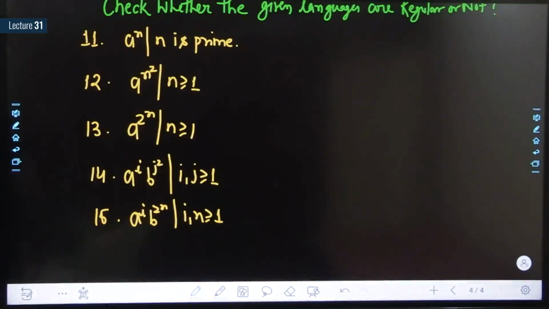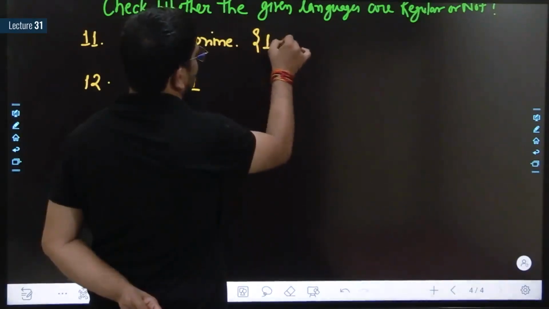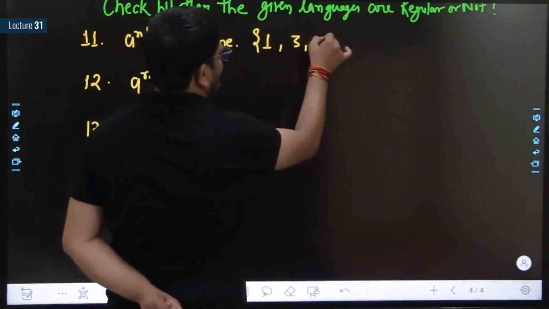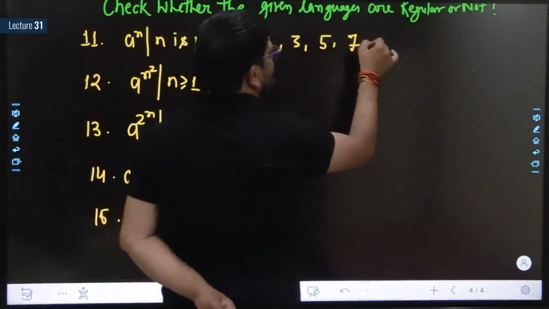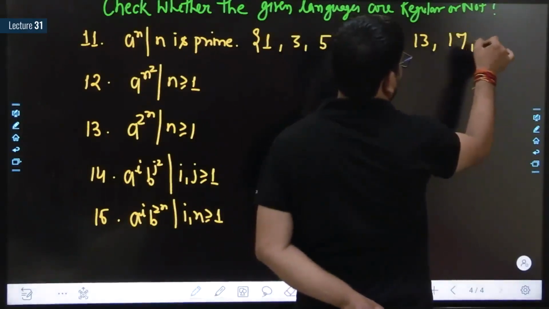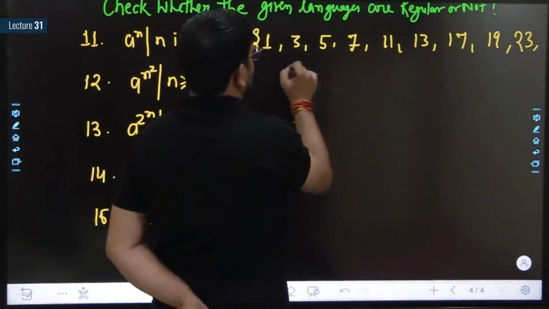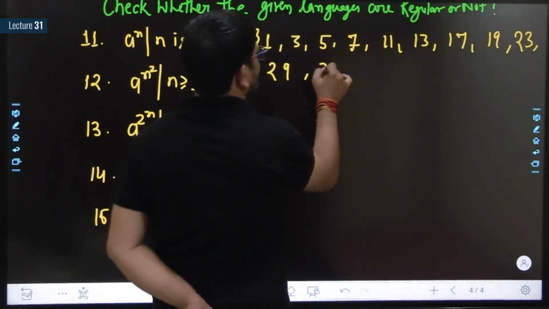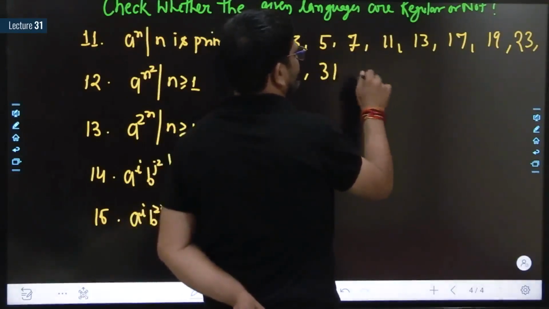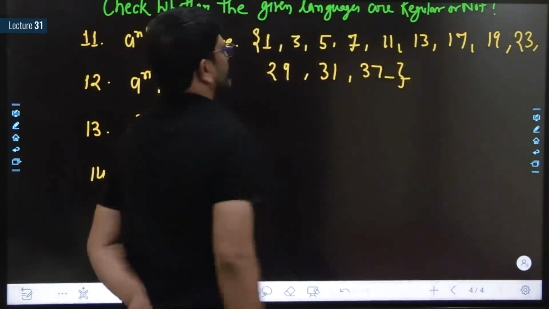Have you done this? No. Okay, check. A to the power n, n is prime. What are the prime numbers? 1, 3, 5, 7, 11, 13, 17, 19, 23, 29, 31, 37, and so on.